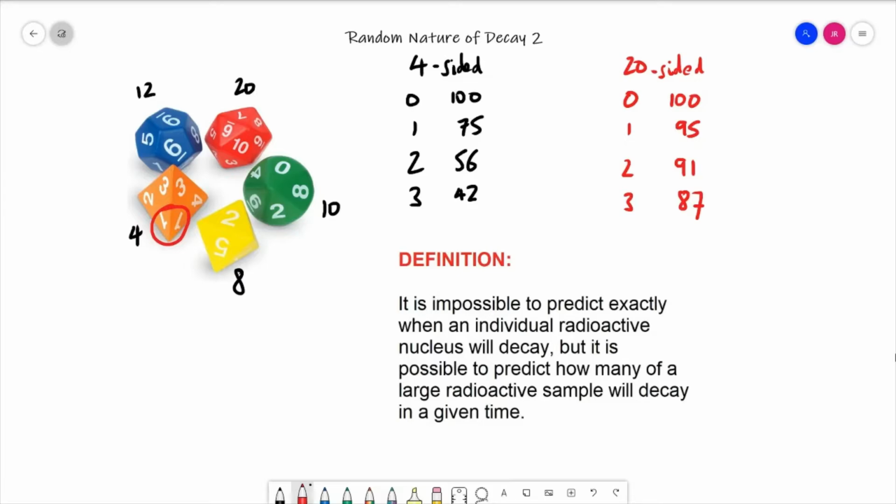Going back to the definition then, but it is possible to predict how many of a large radioactive sample will decay in a given time. So once again, we know with our dice analogy that if we rolled 6 million dice, we would expect roughly 1 million of those, a sixth of those, to have decayed. And the larger that sample, the better that estimate and the better that prediction will end up becoming.